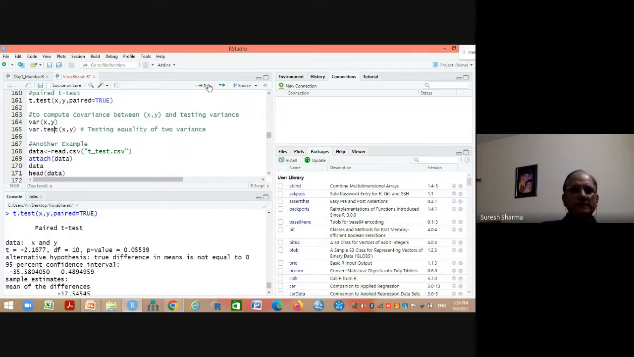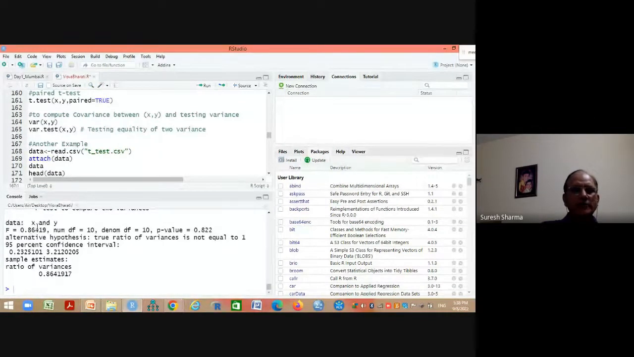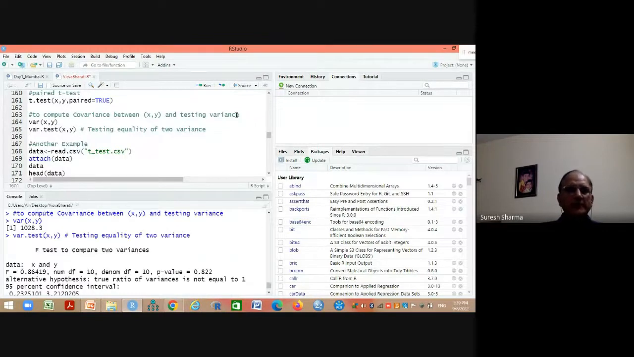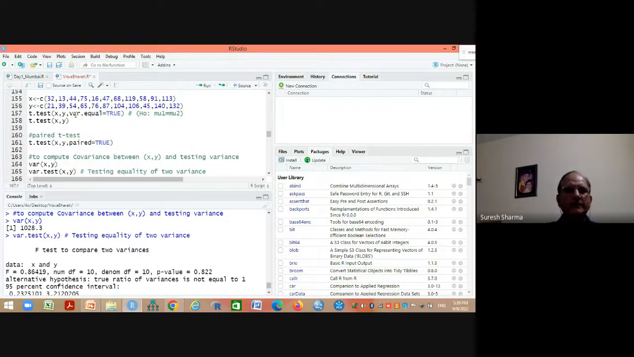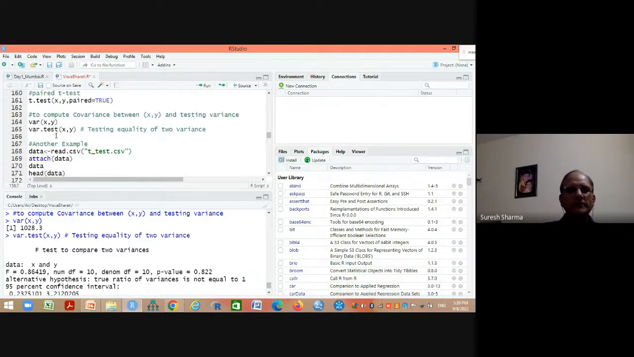So let's test this. It gives the F value and degrees of freedom. It says that the p-value is non-significant. That means you can assume that both X and Y have equal variances. If they have equal variances, then obviously this test is better. var.equal equals TRUE means that variances are equal, then you should compute this. If variances are not equal, then you should compute this, right? So that is the testing of the equality of two variances, sigma 1 square equal to sigma 2 square.